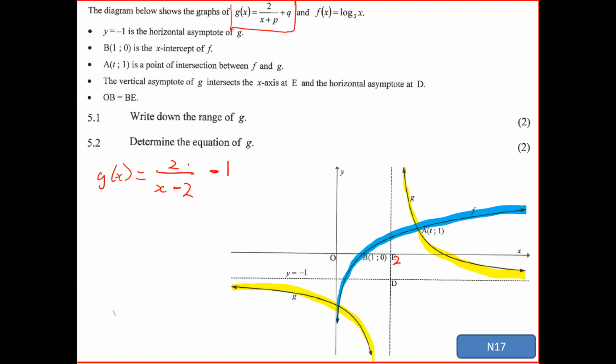Okay, so we found the equation that was requested. Okay, let's move on.